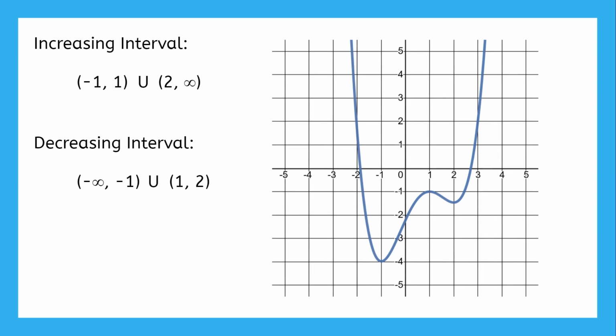So we would say that we have two increasing intervals, -1 to 1, and from 2 to infinity. And we've got two decreasing intervals, from -infinity to -1, and from 1 to 2.